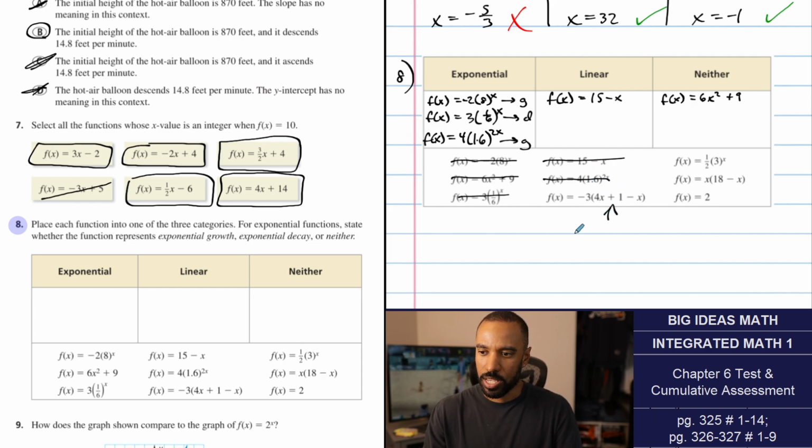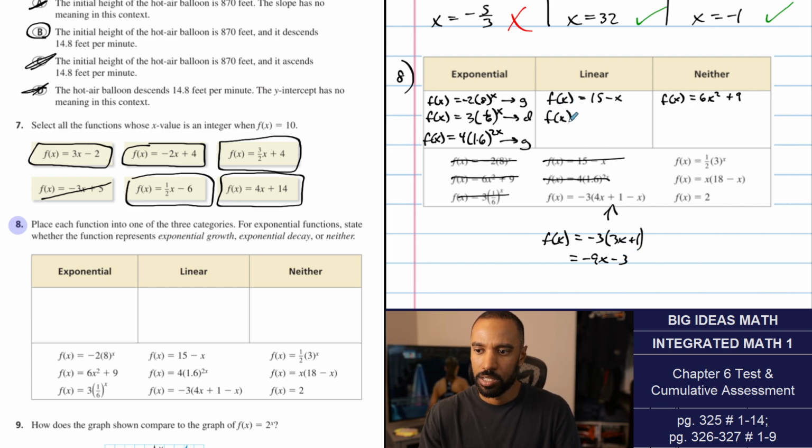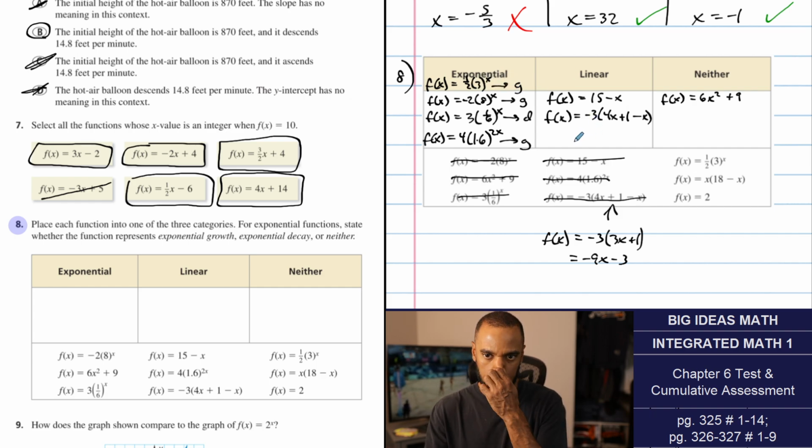This one here, when all's said and done, if I simplify it, that's negative 3 times 3x plus 1, or negative 9x minus 3. That is totally linear. So negative 3 times 4x plus 1 minus x. 1/2 times 3 to the x power is exponential, so I kind of don't have the room here. 1/2 times 3 to the x power. 3 is more than 1, so it is growth.